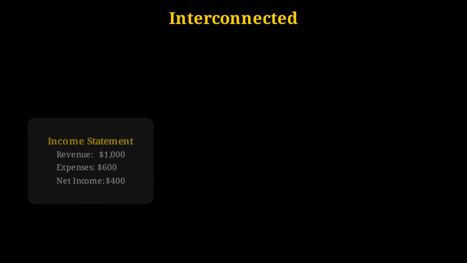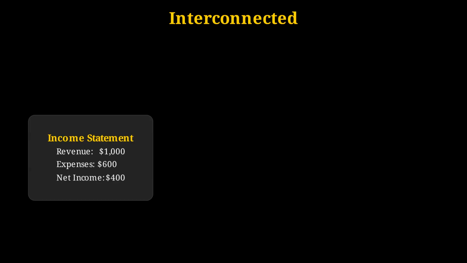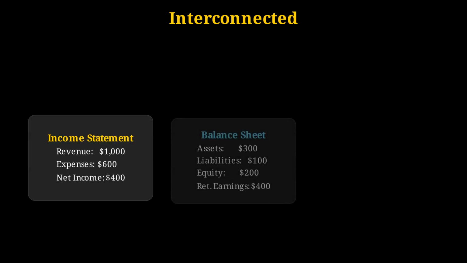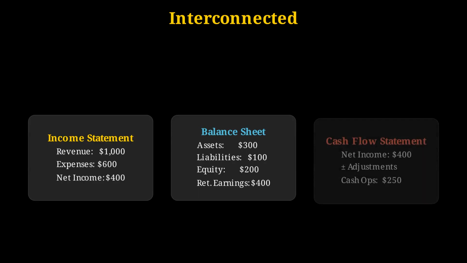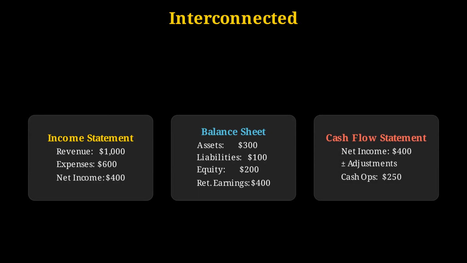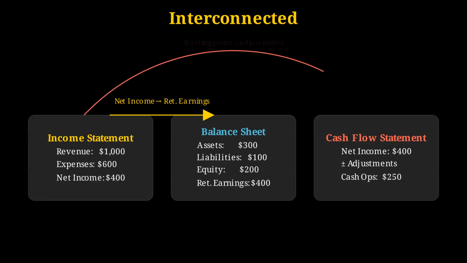The 3 statements are not independent. They are interconnected. Net income from the income statement flows to 2 places. First, it flows to the balance sheet. Net income increases retained earnings, which is part of equity. If the company made $200 in profit, retained earnings increase by $200. Second, net income is the starting point for the cash flow statement. We start with net income, then adjust for non-cash items and changes in working capital to get cash from operations.